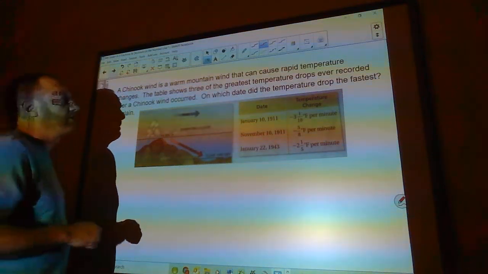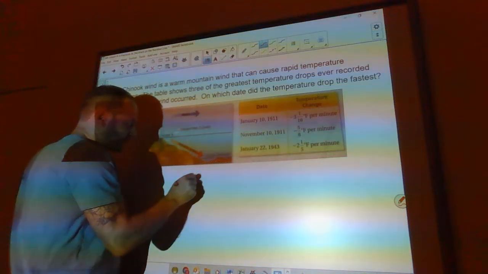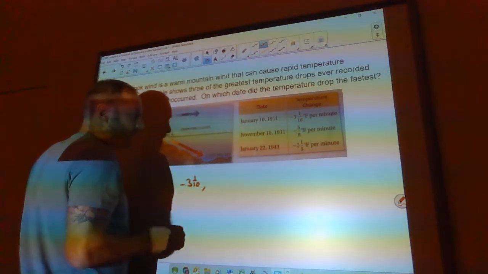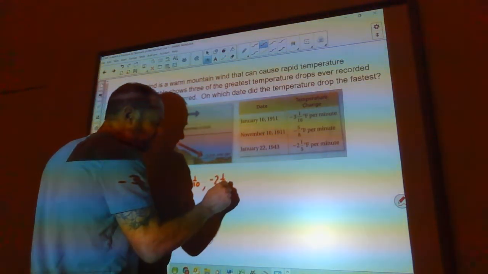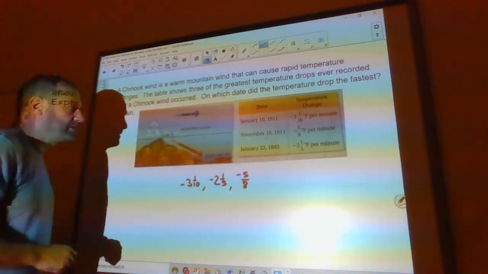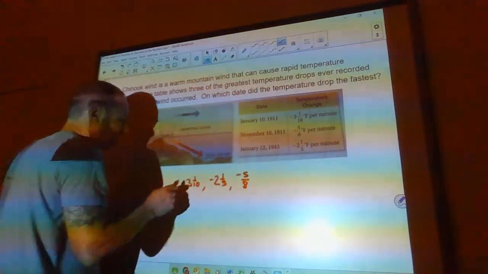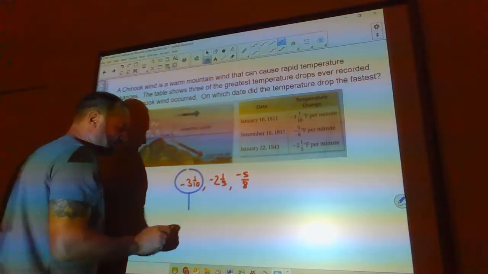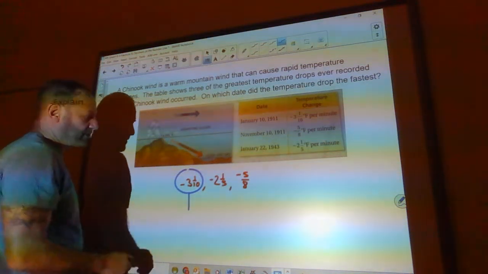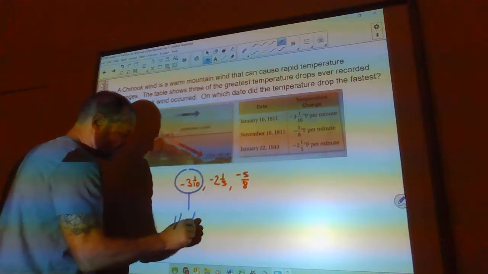So if I was going to order these from smallest to largest, I would say that's -3 1/10, and then -2 1/5, and then -5/8. So on which date did it drop the fastest? Well, this is definitely dropping the fastest right here. So that would be January 10th, 1911.